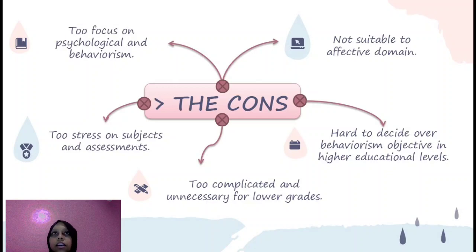The third one is that it is too complicated and unnecessary for the lower grades, because the lower grades actually need to focus on knowledge instead, but in this model they need to master skills which are not suitable for their age. The fourth is that students will have to decide over behaviorism objectives in higher educational levels, because at higher levels knowledge and skills are much more important than behaviorism skills. And lastly, it is not suitable for the affective domain in the students itself.